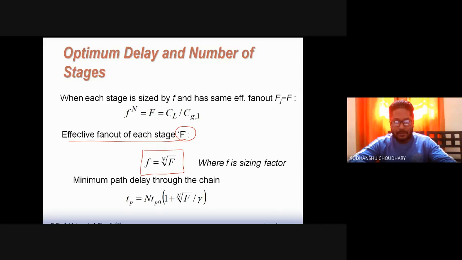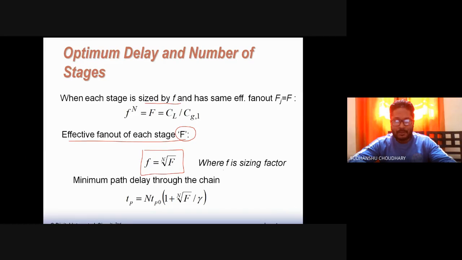Okay, so this will be related to the sizing factor of each gate. So small f is now the sizing factor of each gate. So small f, the sizing factor of each gate, is now related to the total fan out of the inverter chain. Okay, so you have f equal to the nth root of F.